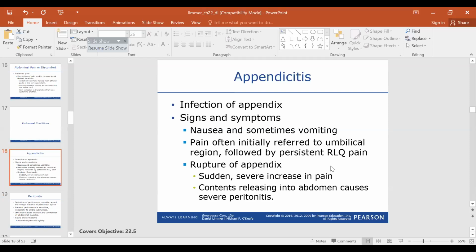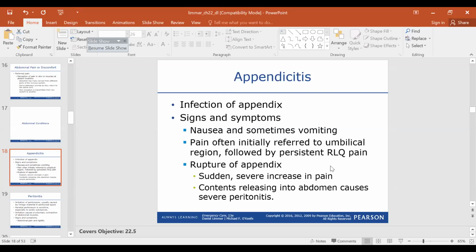But because of that collection of bacteria and other stuff, sometimes the appendix will get clogged, and when it gets clogged, that's when it gets inflamed, and that's when you have appendicitis. So a few things you're going to have. You're definitely going to be nauseous, and you might be throwing up. You might not. When I had appendicitis, and they had to take it out when I was smaller, I was definitely vomiting, but it took a while after the pain started. Pain is often initially referred to the umbilicus region, followed by persistent right lower quadrant pain.